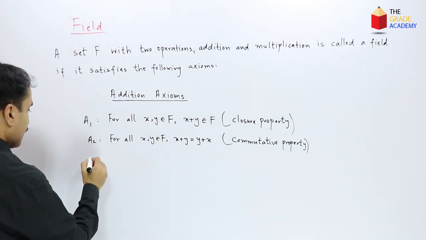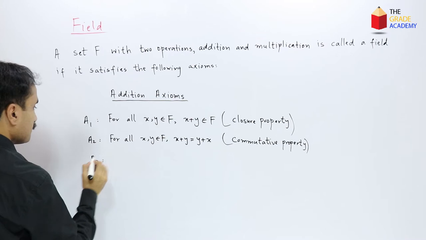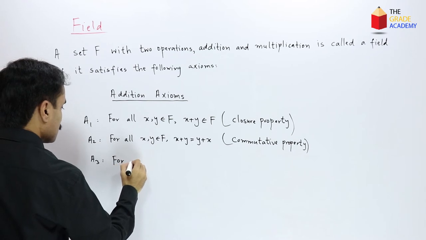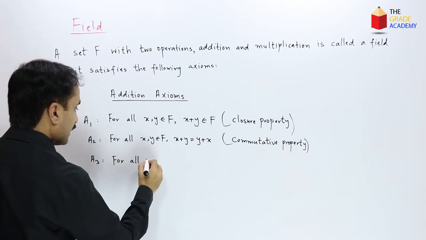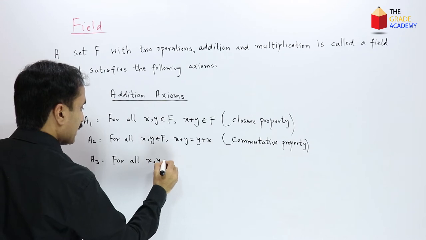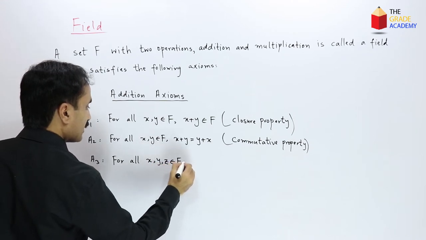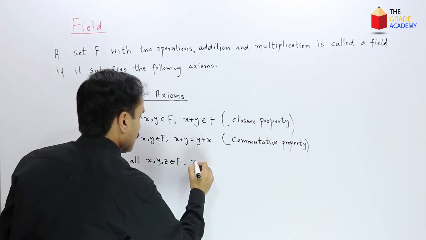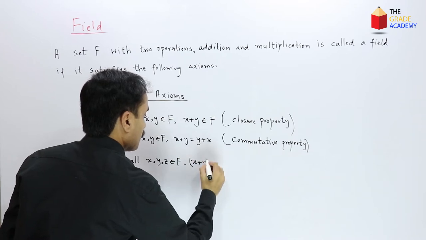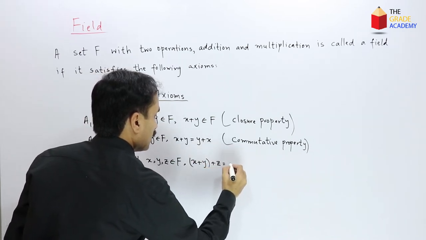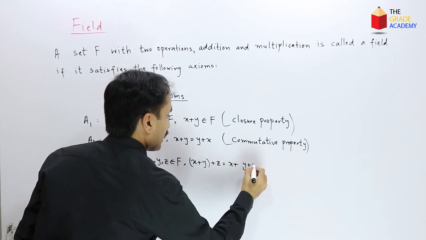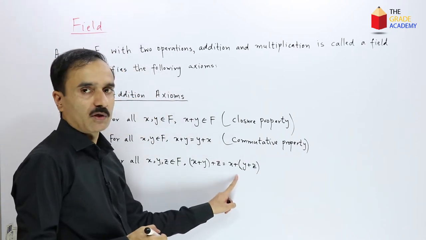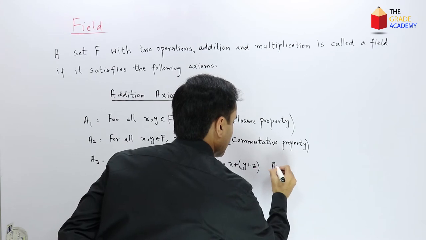And the third addition axiom is, for all elements x, y and z belonging to F. So suppose x, y and z are any three elements in F, (x plus y) plus z is equal to x plus (y plus z). So this is the associative property of addition.